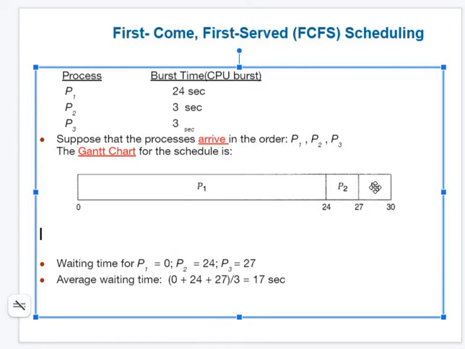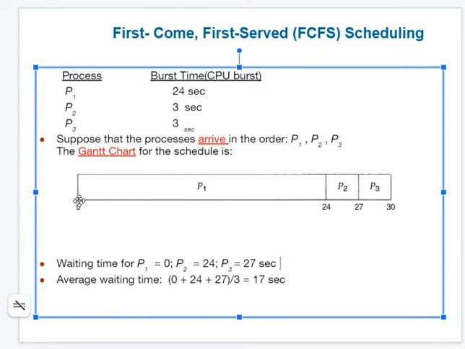So what's the waiting time of P3? It has waited from 0 to 27 because it is allowed only after execution of P1 and P2. Hence it has waited for 27 seconds. I repeat, 27 time units. So now how to calculate the average waiting time?